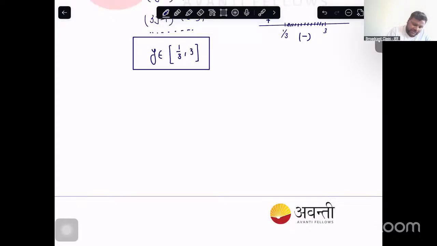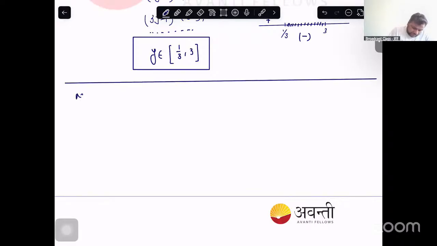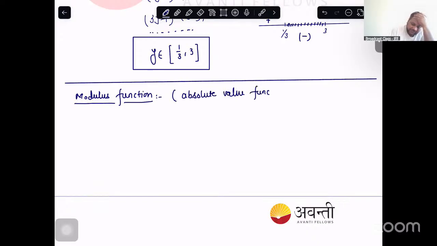Now, the next function that I'm going to cover is the modulus function. This is also what we call the absolute value function. Modulus function or absolute value function. And this function is f(x) equals mod x.